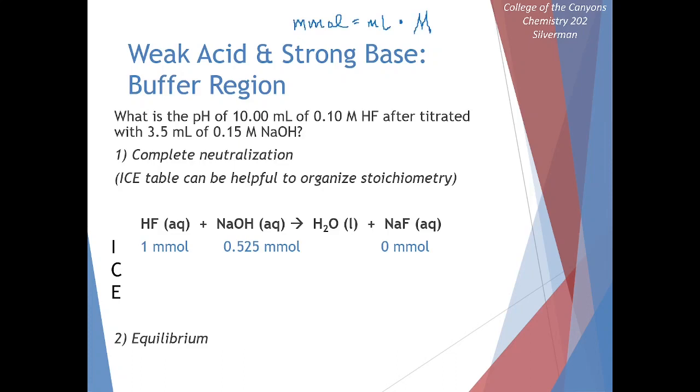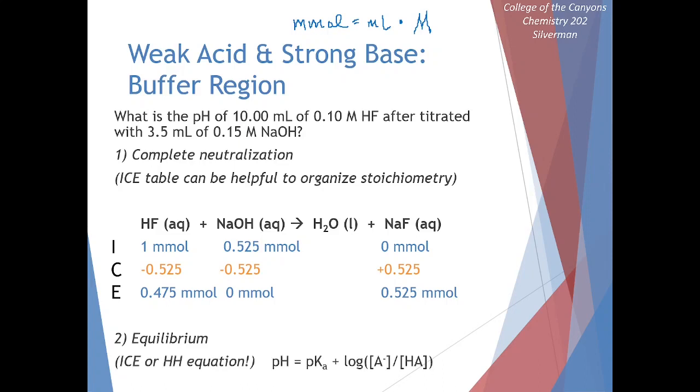Take your volume and your concentration. If you multiply them together, you'll find out how many moles, or perhaps millimoles, might be there. With these amounts of weak acid and strong base present, we can neutralize exactly 0.525 millimoles of our weak acid and create 0.525 millimoles of our weak conjugate base, which we can then use to consider our equilibrium. For equilibrium, we have a couple of choices.